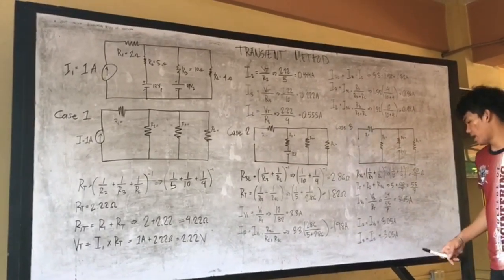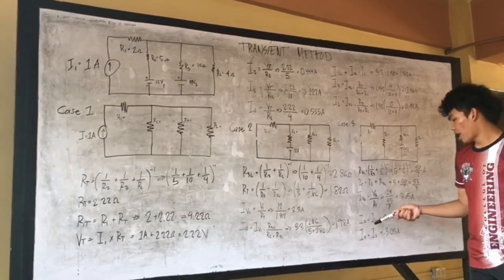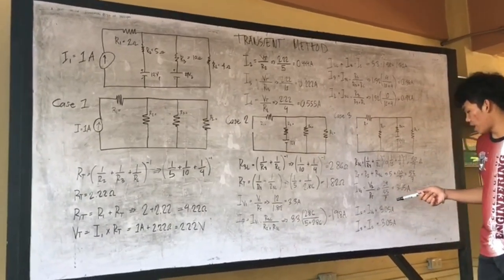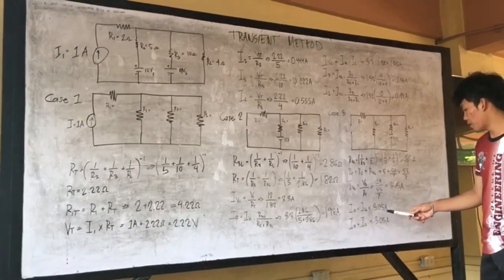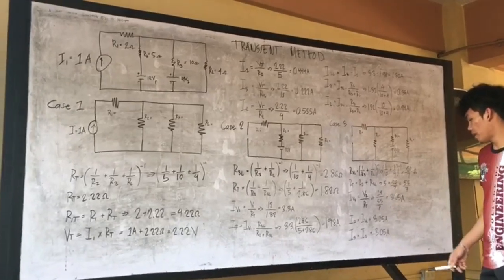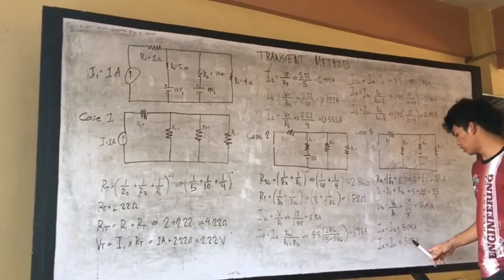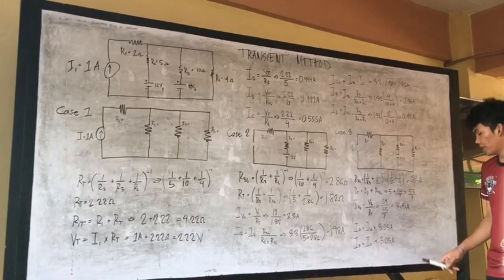Then the final answer is I2 equals I V2 equals 3.05 amperes, and I3 equals 3.05 amperes. And that's all.